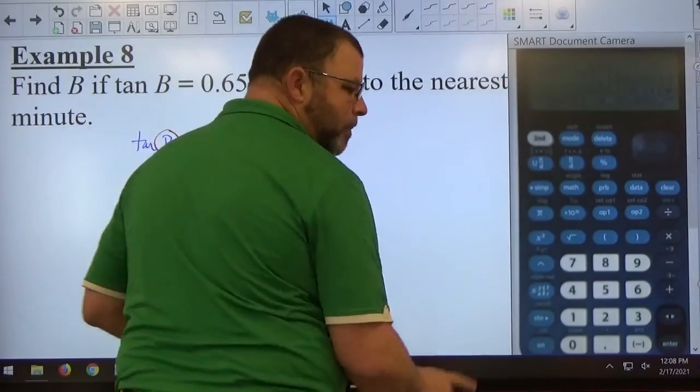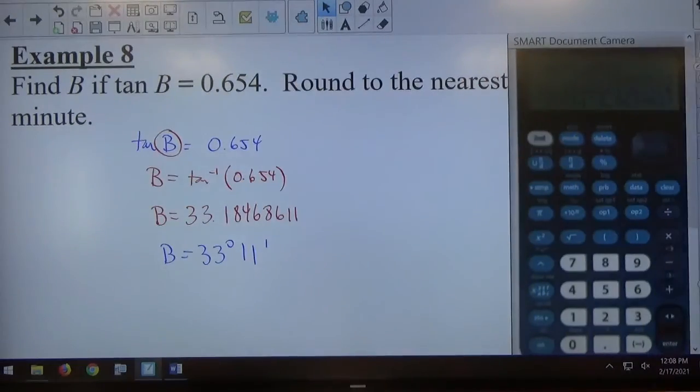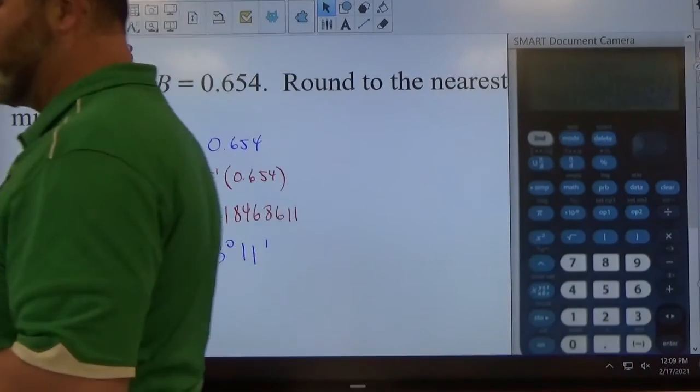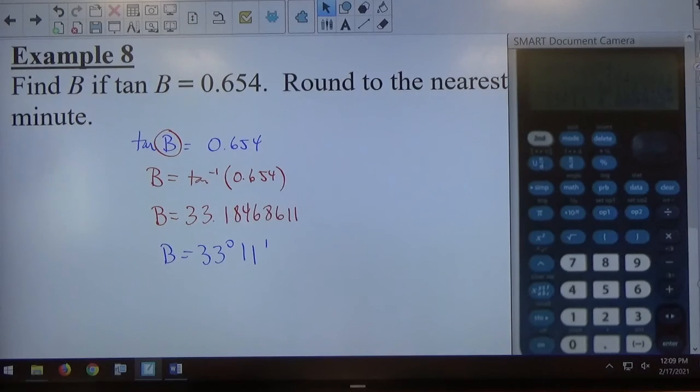Now, as far as rounding minutes, remember that 60 seconds make up a minute, right? So when we see there's 4.86 seconds, that's less than 30 seconds, less than half. If it's more than 30 seconds, now you're closer to the next minute up. So again, 11 minutes exactly, but then the seconds here represent the parts of a minute. Anything less than 30 stays where you're at. Anything bigger than 30 is closer to the next minute up, so you would round up that minute. So 33 degrees, 11 minutes will be the best answer for that problem.